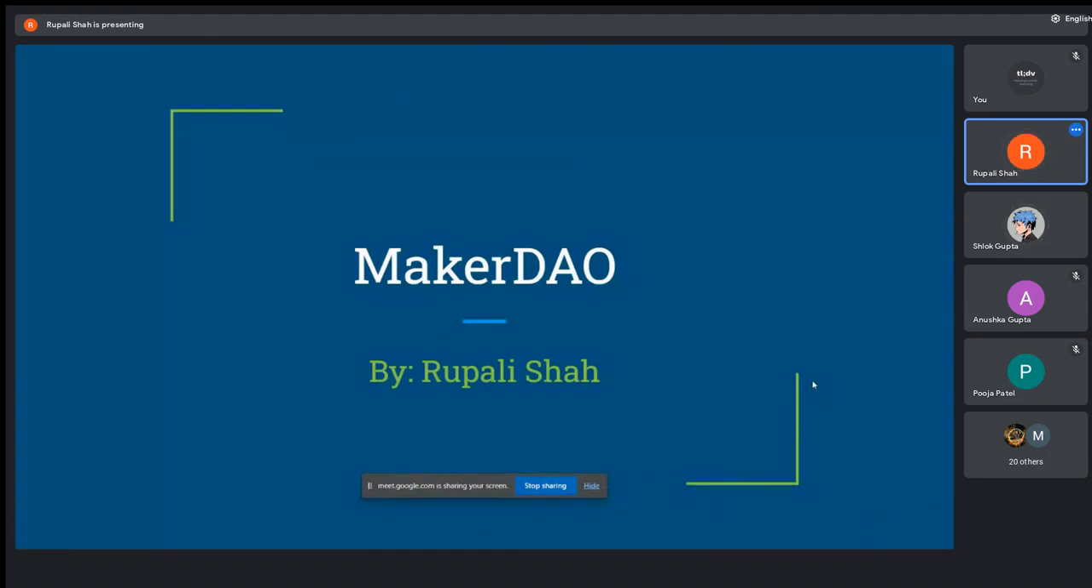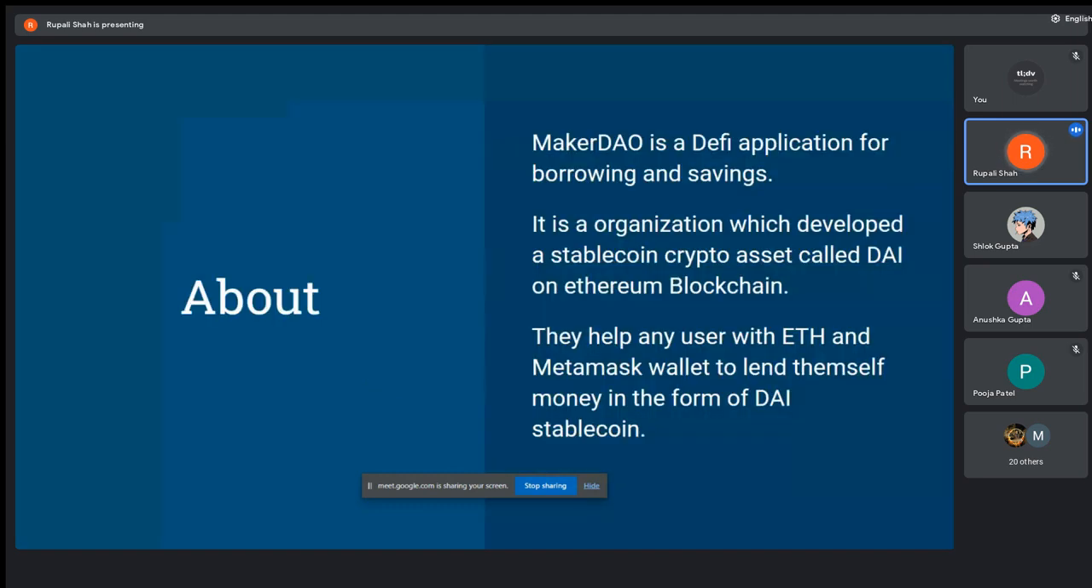Yeah, so my topic is MakerDAO, and as Pooja discussed, MakerDAO allows you to basically borrow DAI tokens. DAI stablecoins were created by MakerDAO only, and they lock Ethereum in their smart contract and provide you DAI stablecoin as a borrowing, and Ether basically acts as a collateral in the system.